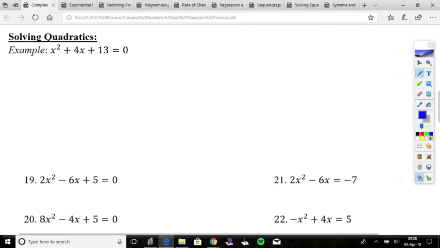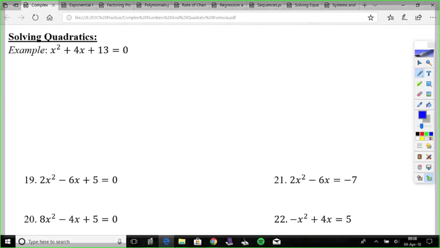This is one thing that you want to memorize, by the way, because if you look at your reference sheet, you'll notice the quadratic formula is not on it. So negative b plus or minus the square root of b squared minus 4ac, all divided by 2a.